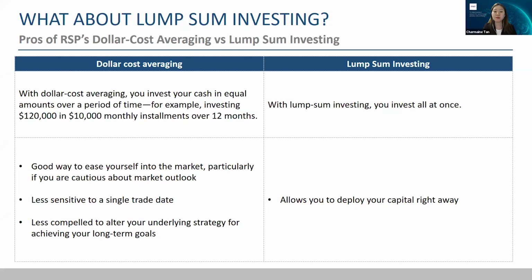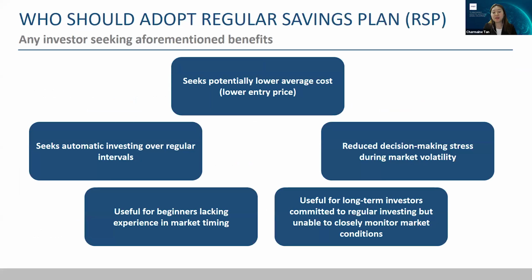On the other hand, for lump sum investing, by definition and its name, lump sum investing means that you invest all at once. So the pro is that you get to deploy your capital right away. So we believe it is obvious that the dollar cost averaging strategy employed by RSP outweighs the pros of lump sum investing. Now that we have gone through the benefits of RSP, let's move on to who should adopt RSP.